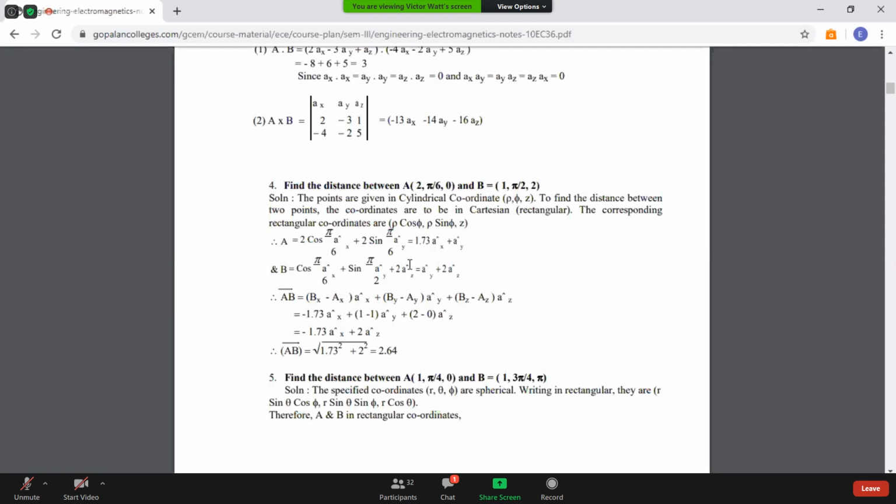All right? So then you could do your A minus B, or your B minus A, which you come out with this. And then the modulus of that equals this. All right.